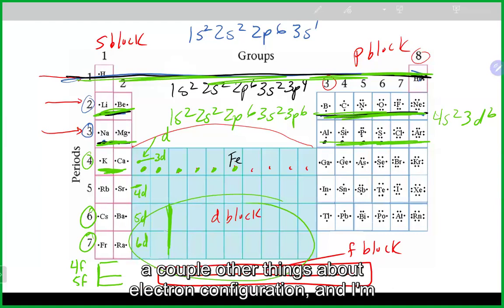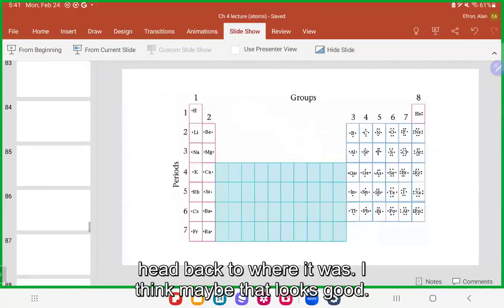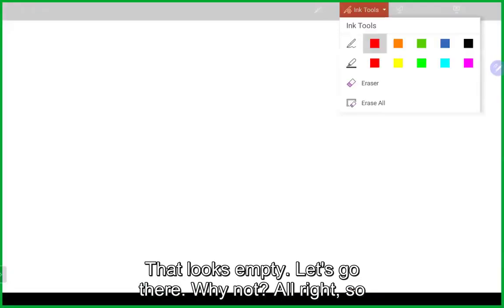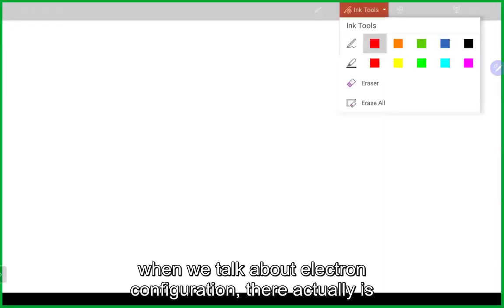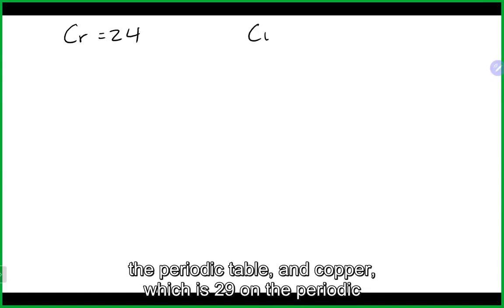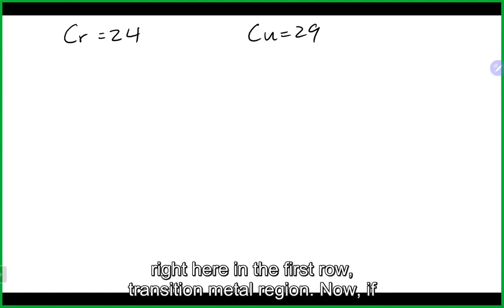Now, a couple other things about electron configuration, and I'm going to head back to where it was. That looks empty. Let's go there. All right. So when we talk about electron configuration, there actually is a number of exceptions in terms of how the electron configuration actually is. And the things that you're responsible for is chromium, which is number 24 on the periodic table, and copper, which is 29 on the periodic table. It is these 2 right here, chromium and copper. So right here in the first row, transition metal region.